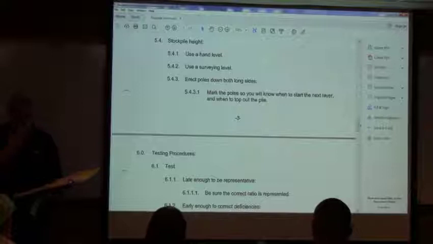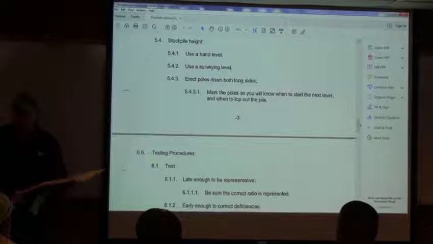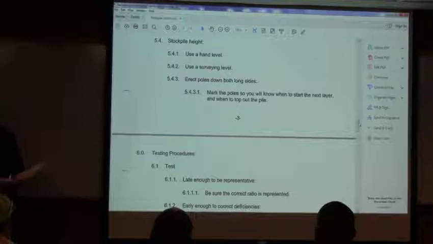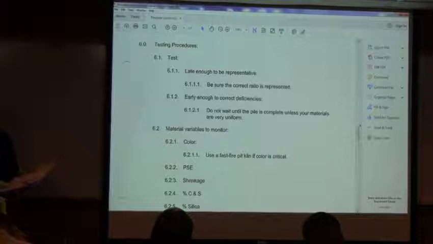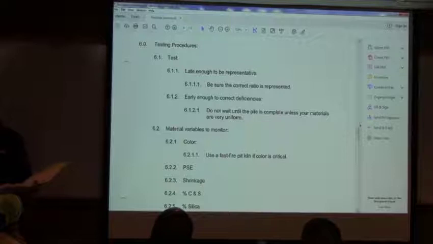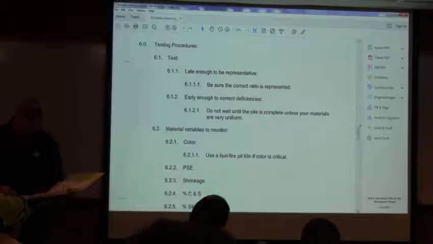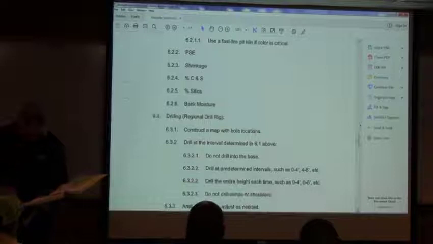Anything to add on that? You still marking your pile? Oh, yeah. Let's see, test procedures. We're going to get into that quite a bit, but at the end of the day, make sure you're doing your drilling program and drill each lift. Right, Juan Herrera? Regional drill rigs, we have that. Construct a map with hole locations, which we've already talked about.